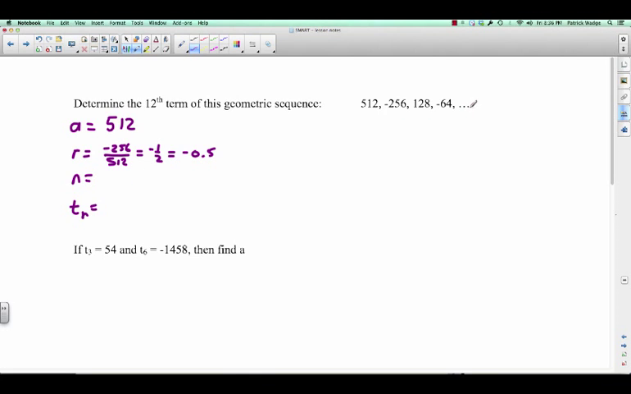N. How many terms are we interested in? I mean, this is an infinite sequence. It goes on forever. But if you look, we're interested in the 12th term. So N is 12. Now, do we know what the 12th term is? No, we only know the first four. This is what the question is. What is the 12th term?